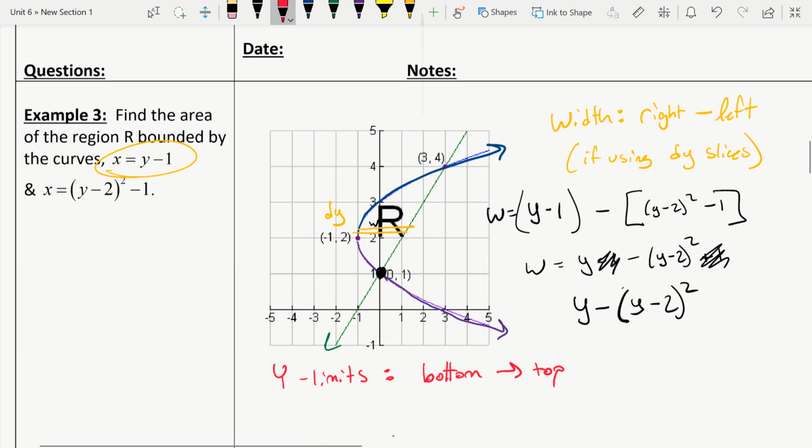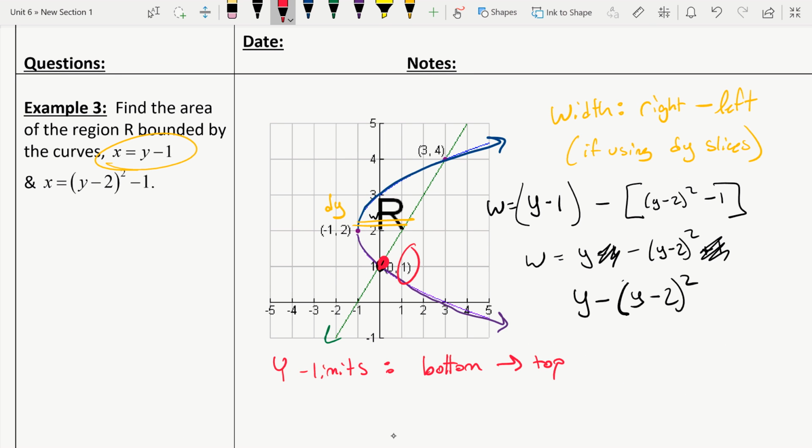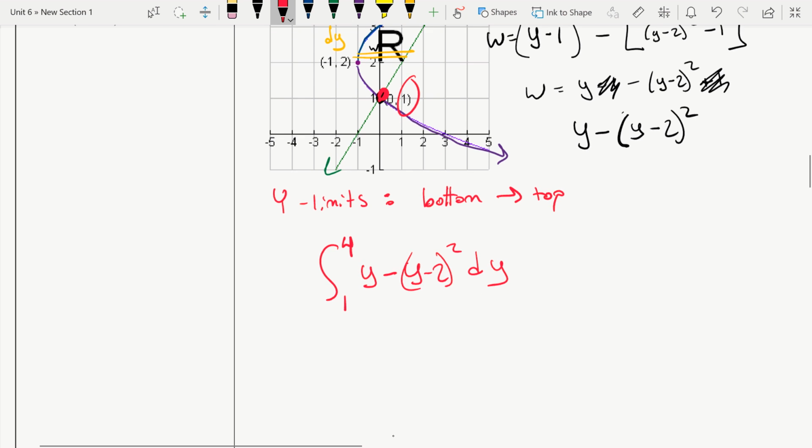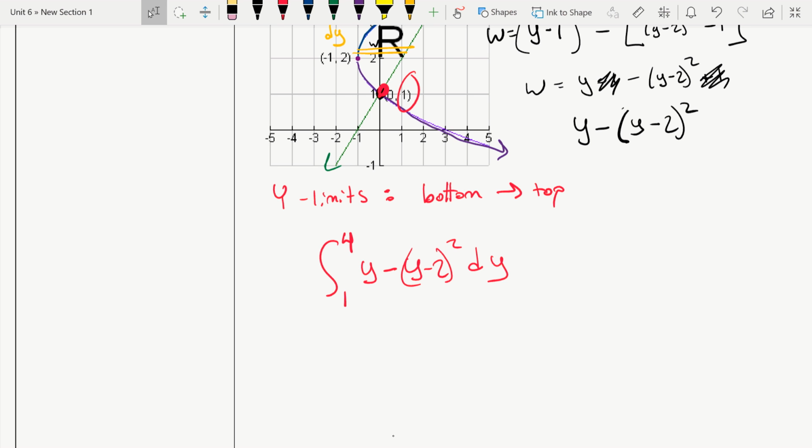So we'll go from 1 to 4 of the width of all these rectangles, which is going to be y minus 2 quantity squared, dy, because our rectangles are oriented the other way. And again, you could punch this in your calculator, or you could do this by hand if you did the squaring. It'd be very easy to integrate, but I know you know how to do that. And punch that in your calculator, you'll get a value.